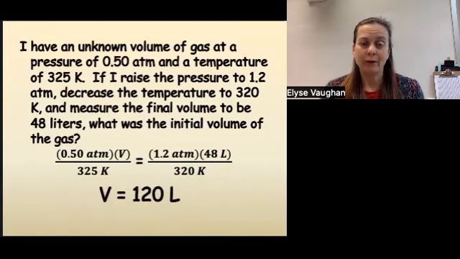So three new laws, pretty simple, just algebra applications, just like the other three laws.